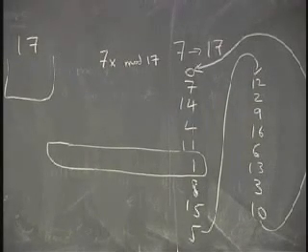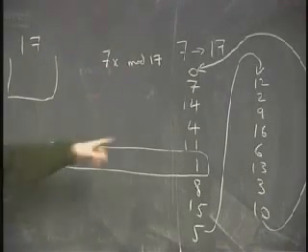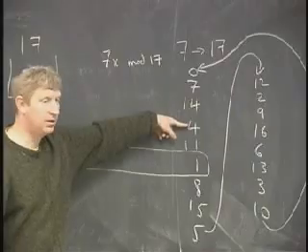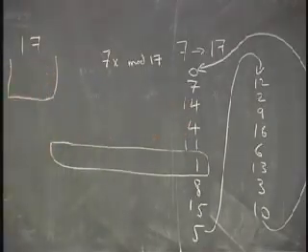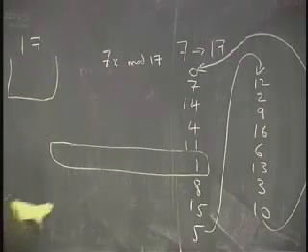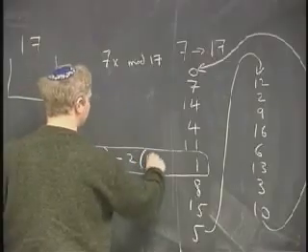How many times in that process did we have to empty the 17? Once here, right? Once going from here to here, and once going from here to here. Anytime the numbers go back down, it means you emptied out a 17. So we can represent that in the following way. 5 times 7 minus 2 times 17.